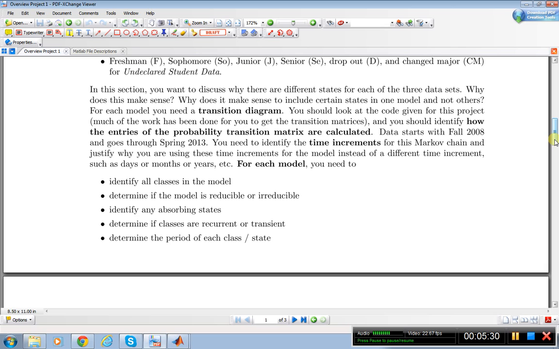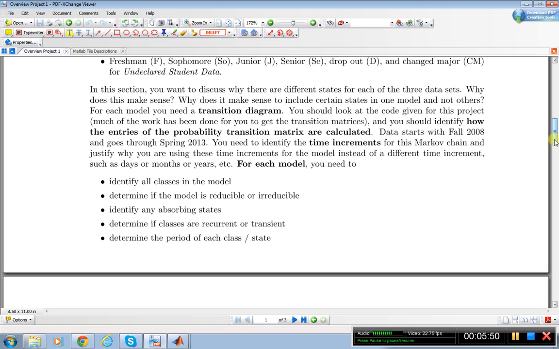So the things that you need to do are look at the transition matrices, figure out the transition diagram, identify what time increments you should use for your Markov chain. So should you use days, months, years, semesters, etc. And for each model, you need to identify all the classes in the model.